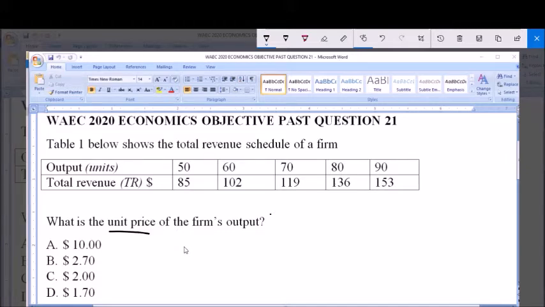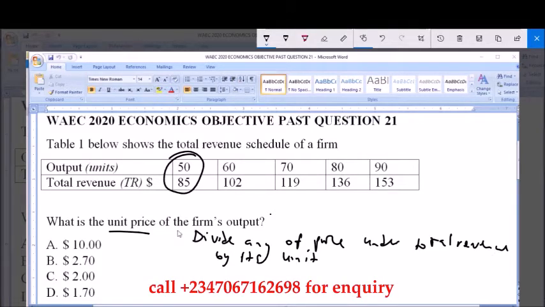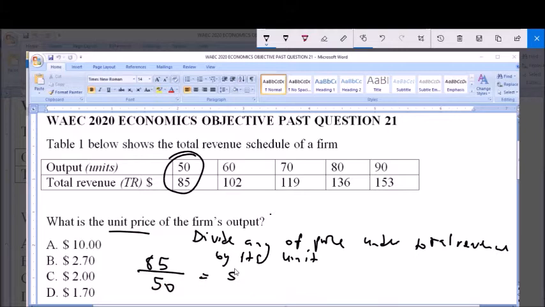Now, to get unit price is what we are trying to calculate. And to get unit price, what you do is divide any of the values given to you under total revenue by its corresponding unit. So, for example, if we take these two, in order to get the unit price, we would divide the total revenue, that is 85, by 50. And if you do that, it will give you $1.70. It will also give you the same value if you do it for all of them. So it is a constant value, $1.70. $1.70 is option D, and is the correct answer to this question.